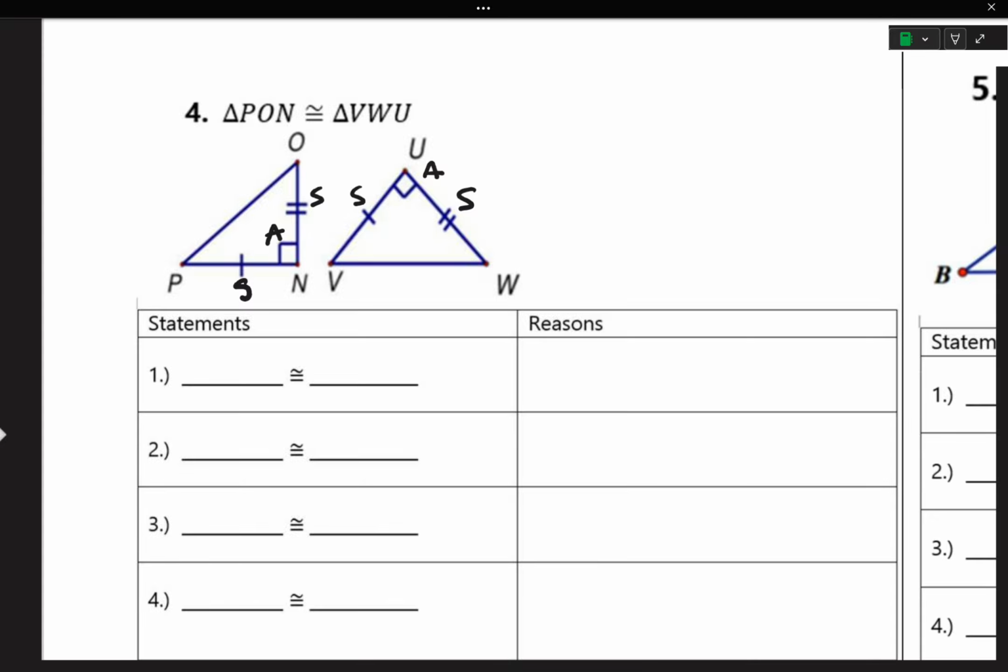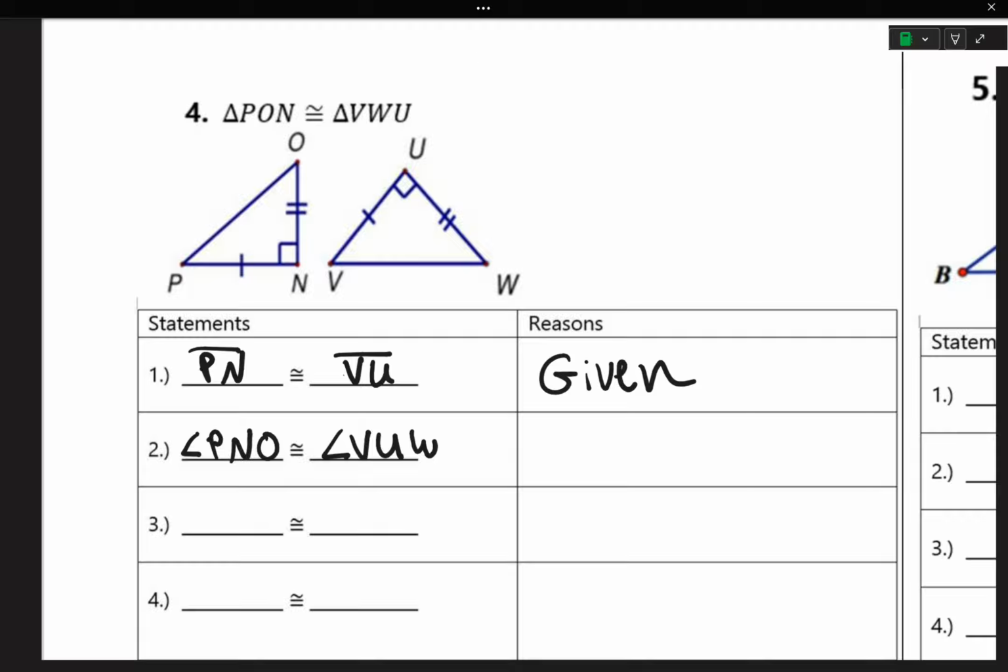Let's prove it. All right, the first thing that I noticed was the single tick mark. So on the left triangle, that's side PN. On the right triangle, that's side VU. And that was given to us. Great. Then let's do the angle. On the left triangle, that's angle PNO. And on the right triangle, that's angle VUW. I need to erase these letters. They're getting in my way. How do I know that they're congruent? It was given to us. They're marked on the picture.